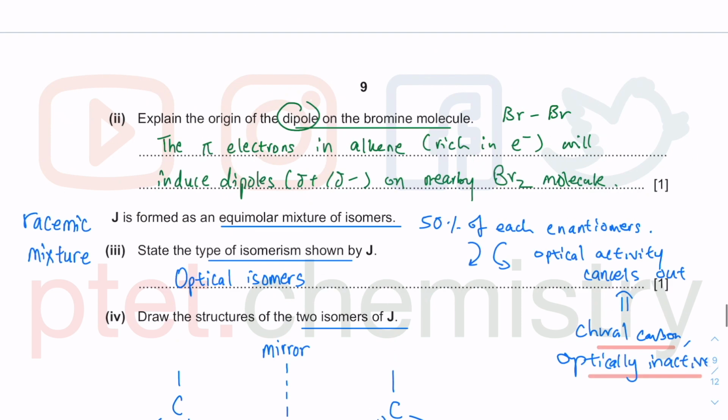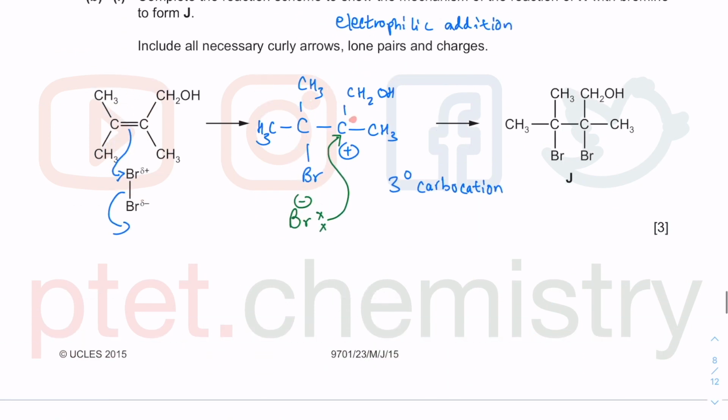What do we have about J? Which ones are chiral carbons? This is CH3 and CH3, so this is not chiral because this group and this group are the same. So it must be this carbon there. If I just quickly sketch out Br, CH3, CH2OH, and then CH3, CH3, Br, because it's a lot easier to think about in terms of skeletal formula: the two CH3, the Br, the CH2OH, and the CH3.